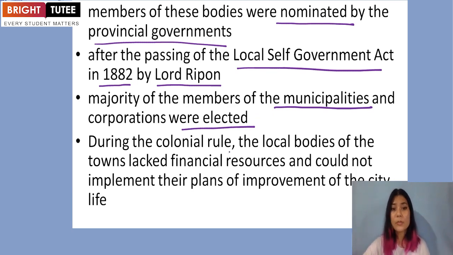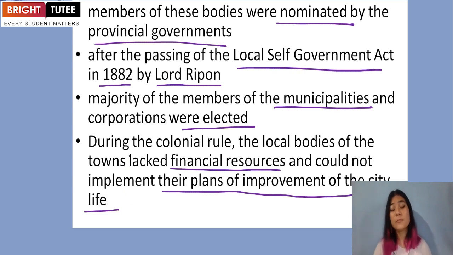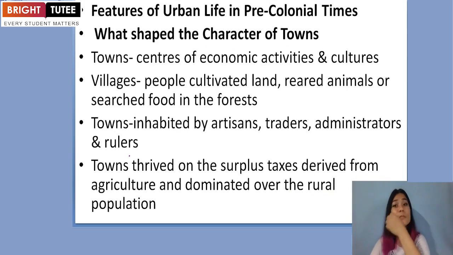During the colonial rule, the local bodies of the towns lacked financial resources and could not implement their plans for the improvement of city life. These municipal corporations did not get enough money for the proper administration of the colonial cities and towns. Because of that, they could not work towards planning for the improvement of the city as well as the lives of the people living in those cities. So those were some of the problems that we can see occurring in the cities and towns that came up during the colonial rule.